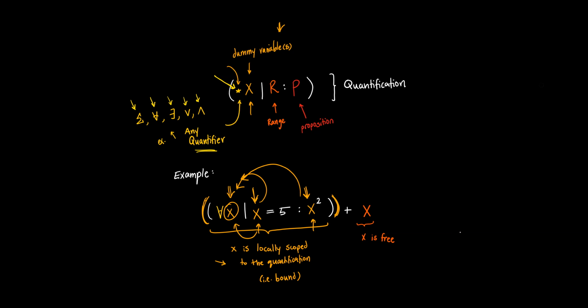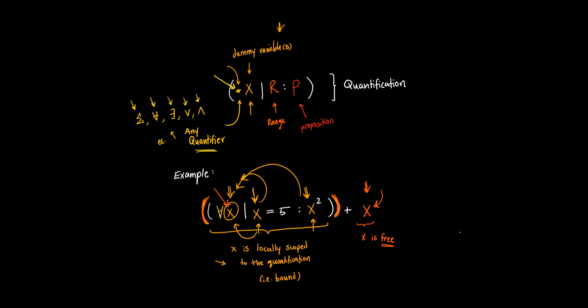In contrast to that, the x that we have out here is outside of the brackets. It's outside of the scope of the quantification. So this x, we would say, is free, because when we refer to the x that's out here, it's a different x from the one that we instantiated next to the quantifier.